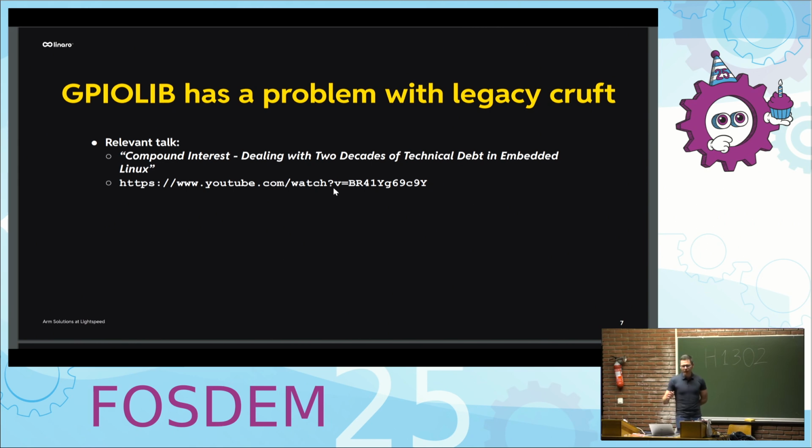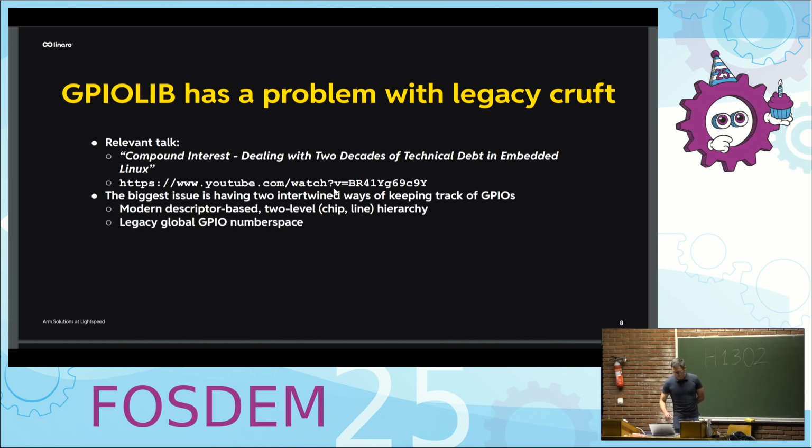So gpiolib, the kernel subsystem for GPIO, has been around for a very long time, and it has a problem with cruft. It has accumulated a lot of unnecessary things. And I've talked about it in detail during my talk last year, or was it 2 years ago? I'm not sure. So what's the problem?